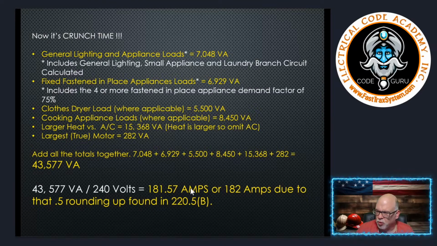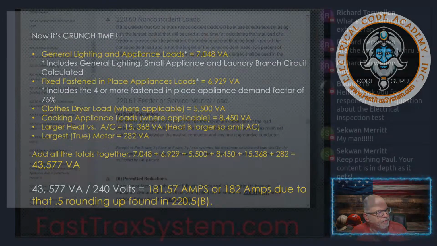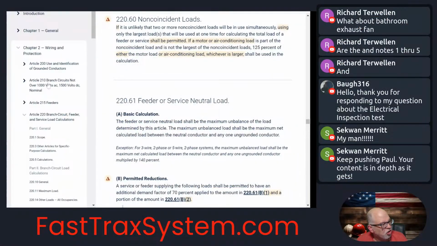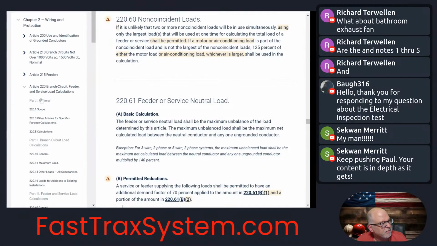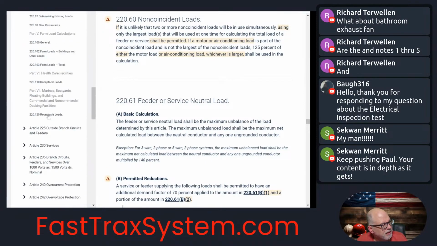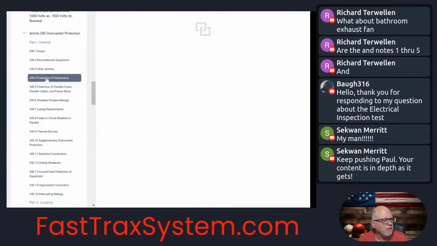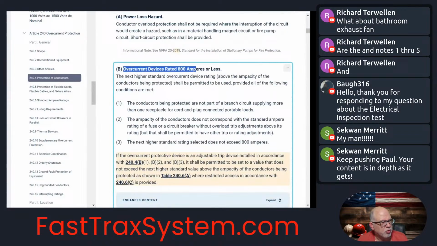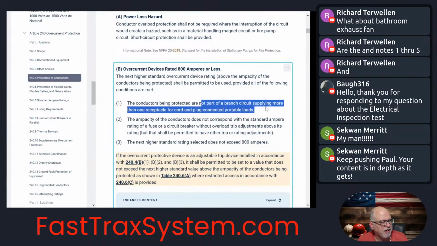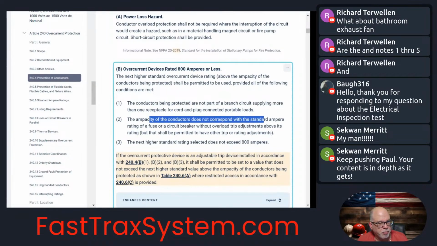So before we even see the answer, let's go to the NEC, and I'll go back real quick and show you where it says that. Bear with me. I'm visually challenged, folks, so I'm half blind anyway. So let's see, 240.4. Just where you see B, since we know it's not over 800 amps, and we're not dealing with a branch circuit, and it doesn't correspond to the standard size breaker because you and I both know there isn't one at 182, and the next standard size does not exceed 800, then we're allowed to go to the next standard size.